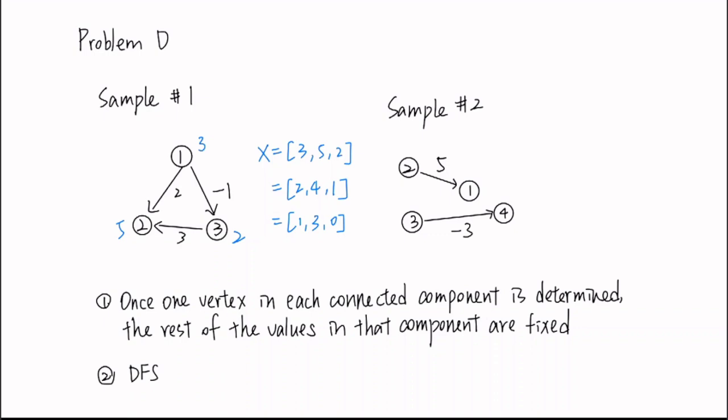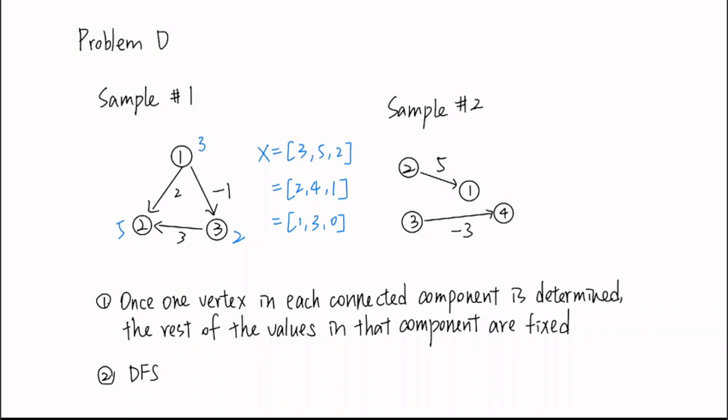So we notice that we can simply assign a value to one of the vertices because once one of the vertices in the connected component is determined, the rest of the values of that component are fixed.